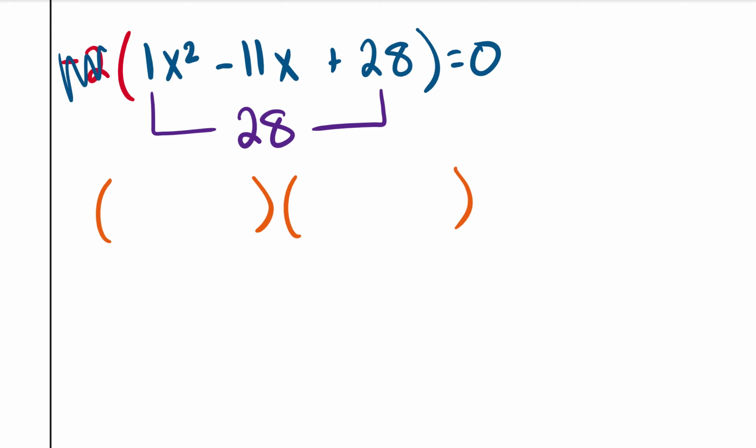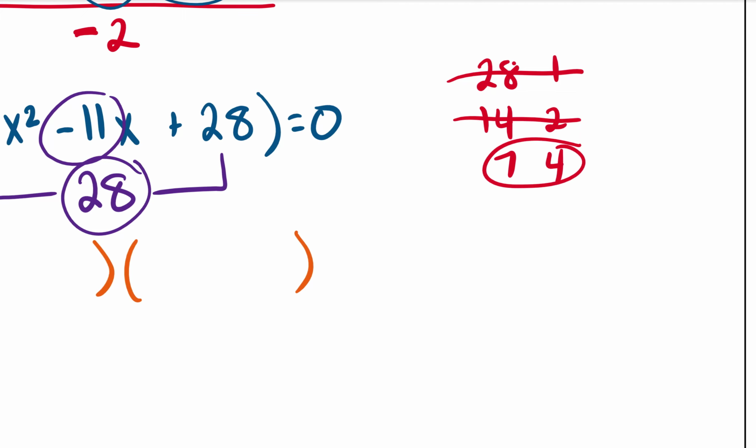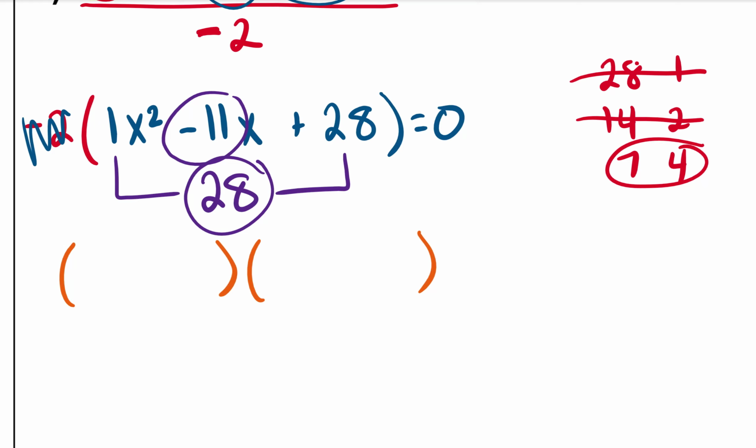Now, I want two numbers that multiply to 28 and add to negative 11. So if you need to, you can come over here and write those out. So let's see, 28. I have 28 and 1, 14 and 2, 7 and 4, and that's it. So if I go through these, 28 and 1, there's no way that's 11. 14 and 2, the closest I can get is 12. 7 and 4 actually adds to 11. So that's what I want.